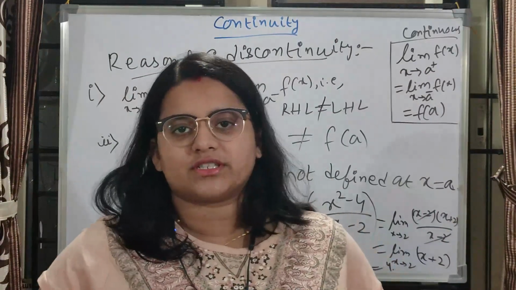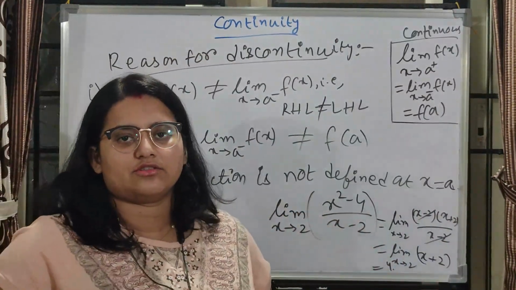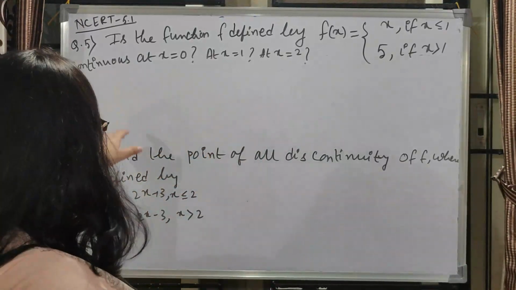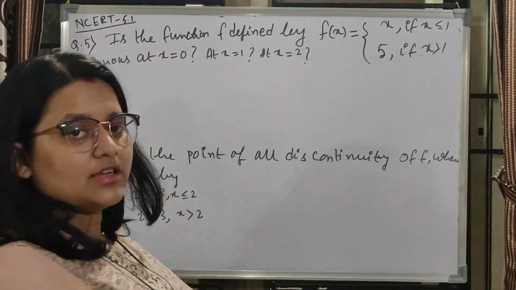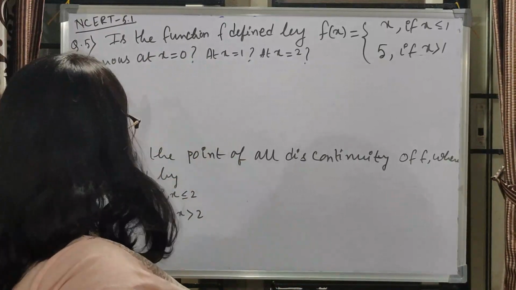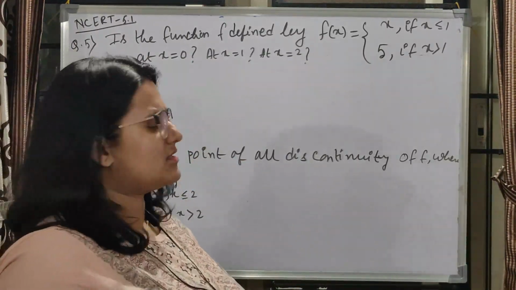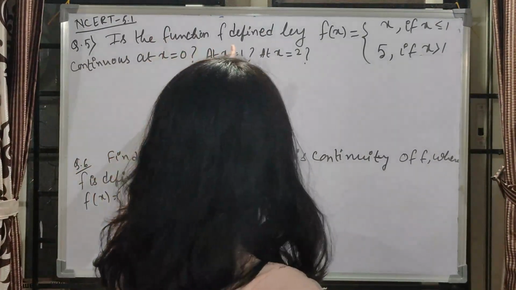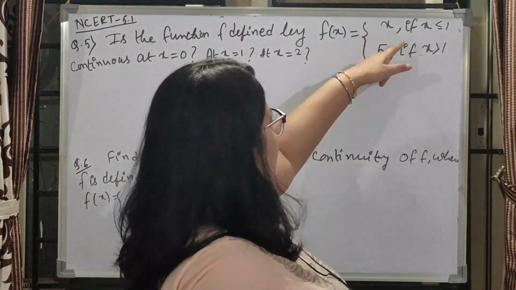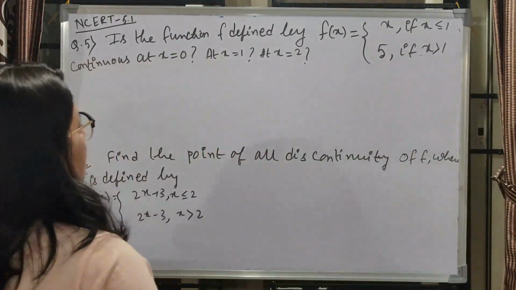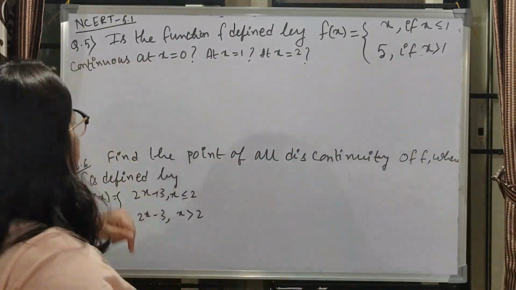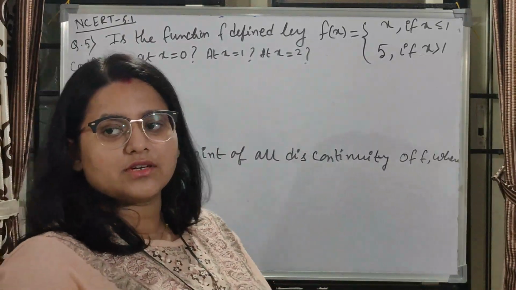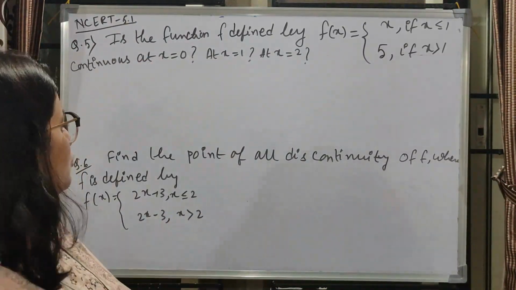Now let's see some questions based on continuity and discontinuity also. These questions are from NCERT only. Exercise 5.1, question number 5. The first 4 problems are really easy, so I didn't solve those. So the question is: the function f defined by f of x equal to x if x less than or equal to 1 and 5 if x greater than 1, is it continuous at x equal to 0, at x equal to 1, at x equal to 2? I want to check the continuity at 1, 0 and 2.